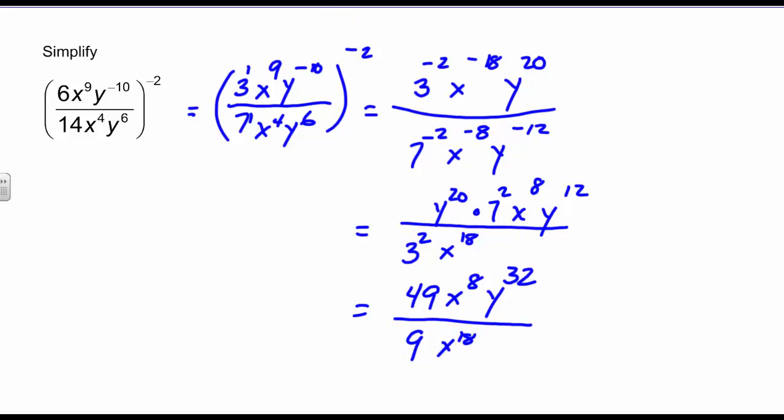49 over 9 goes nowhere. X has a common base with the x in the denominator. Find the greatest power and subtract, keeping the x answer in the denominator. So I have the 49 over 9 left. X to the 18 minus 8 is 10. And then I have y to the 32nd.